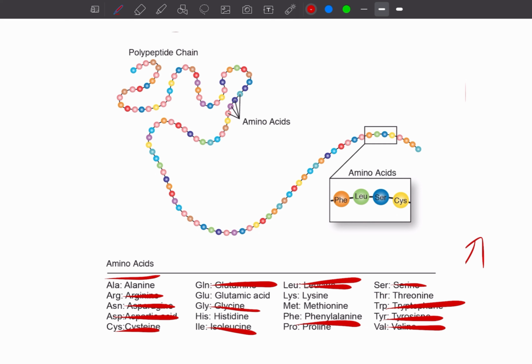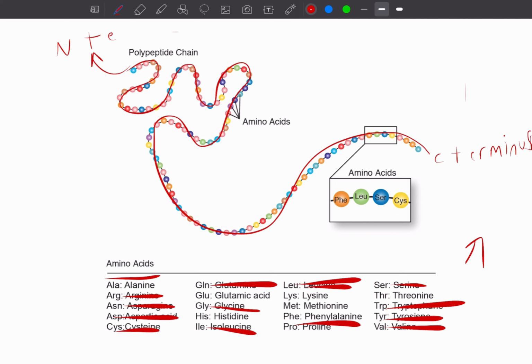And I haven't mentioned in other videos, these polypeptide chains look like a snake, right? They can form this long, long chain. At the very far right end is the C-terminus. And then at the other end, we have the N-terminus. So this is ideally the structure of a polypeptide chain.